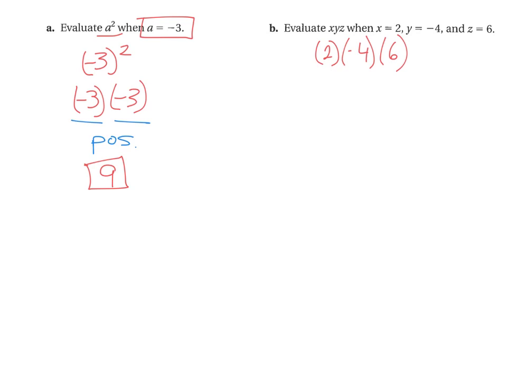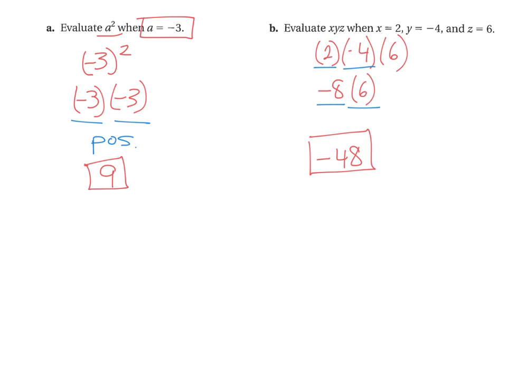I can do 2 times negative 4. Now I know 2 times negative 4, that's going to give me a negative number. And 2 times 4 is 8, so that's negative 8 times 6. Now here again, I have a negative times a positive. The signs are different, so I know my answer is going to be negative. My answer is going to be negative 48, because 6 times 8 is 48, and I have to make it negative because my signs are different.